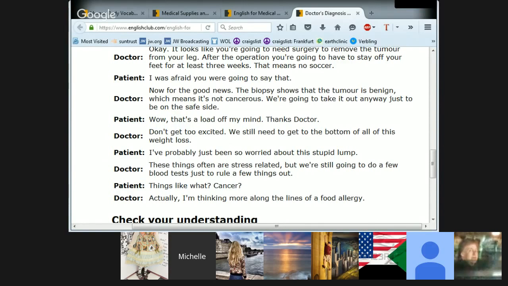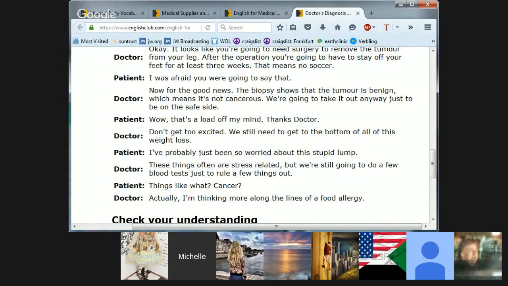These things often are stress-related, but we are still going to do a few blood tests just to rule a few things out. Things like what? Cancer? Actually, I'm thinking more along the lines of food allergy.